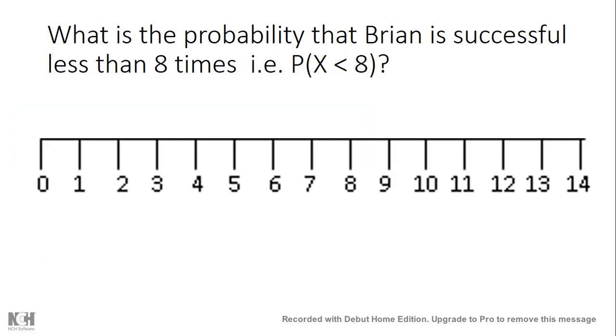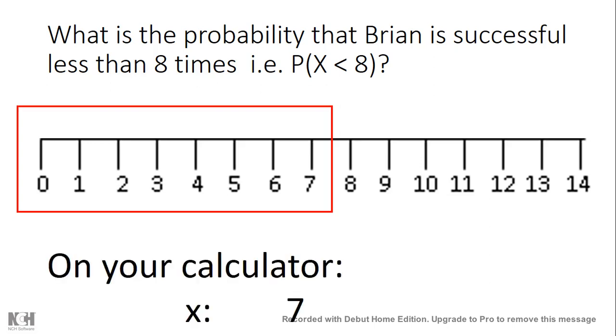But what if the question says less than 8? Not less than or equal to, but less than 8. Well, obviously 8 is not included, so we want cumulative from 0 up to 7. So on your calculator, you're going to put 7 as your X value, and you're going to choose BCD. Remember, if it equaled 8, obviously that's when you use BPD, or binomial point distribution.